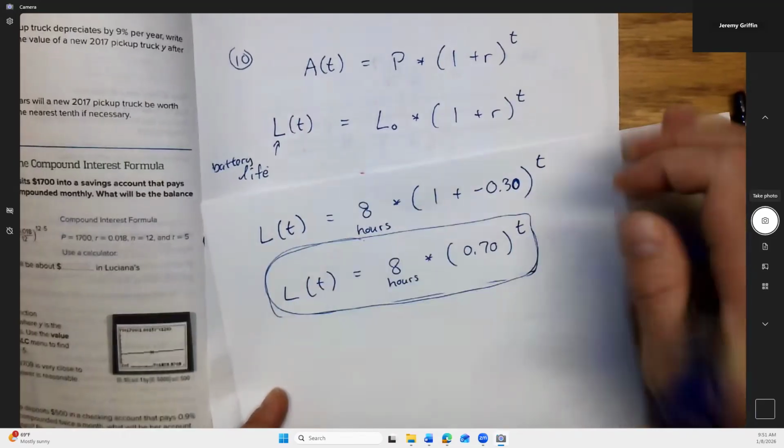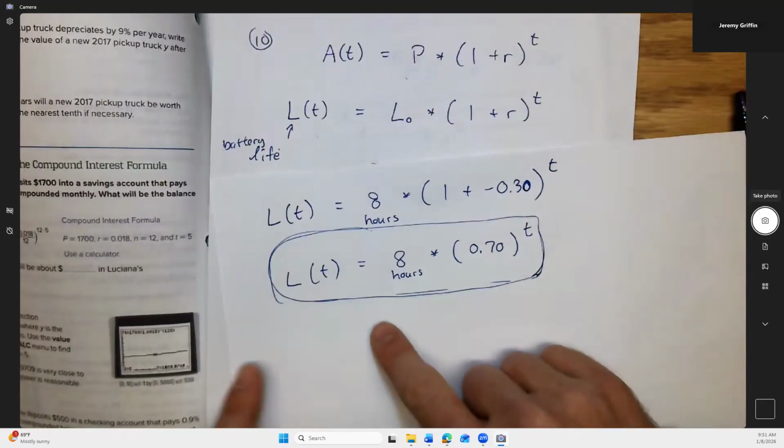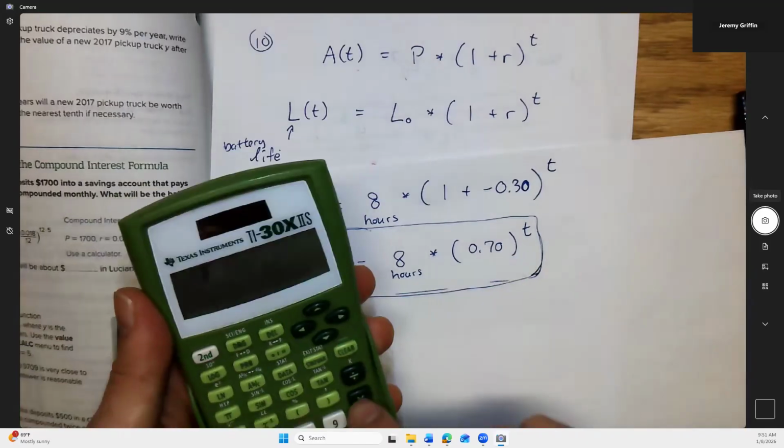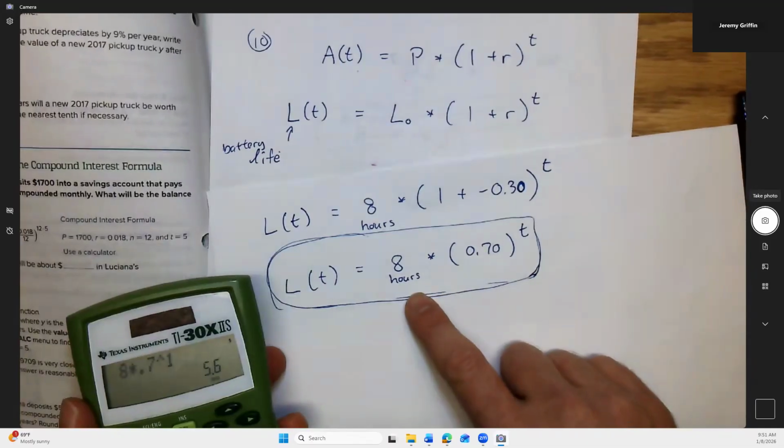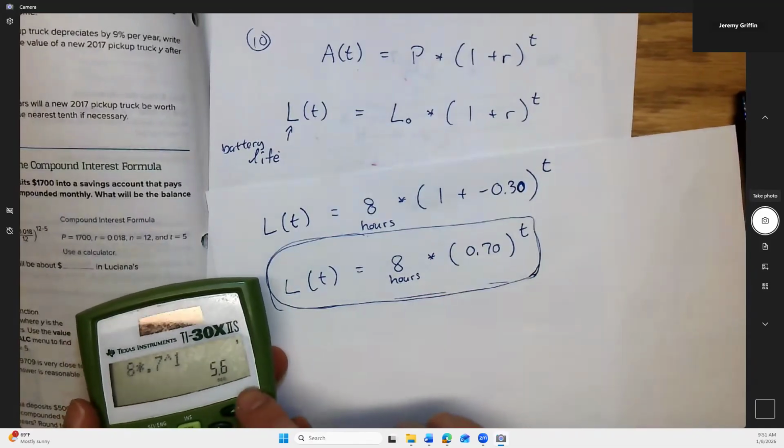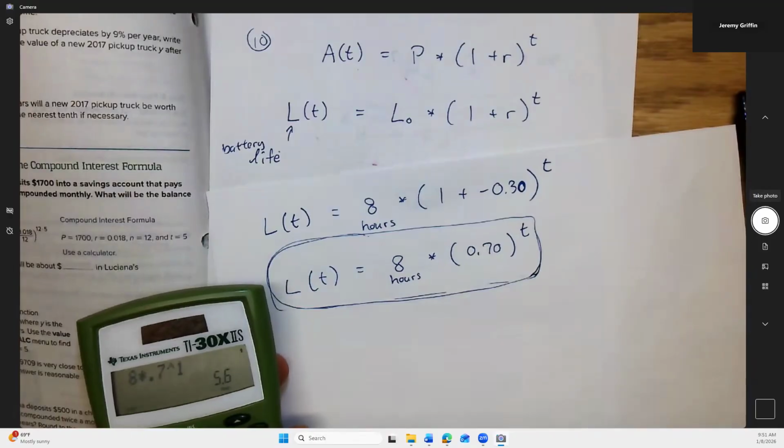So you can plug in any number of years that have passed and figure out how long the battery's going to last. For example, after 1 year, it would be 8 times 0.7 to the 1, which would be 5.6 hours. So after 1 year of having this battery, the battery's going to last for about 5.6 hours before you have to recharge it.